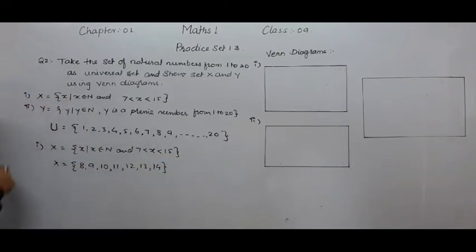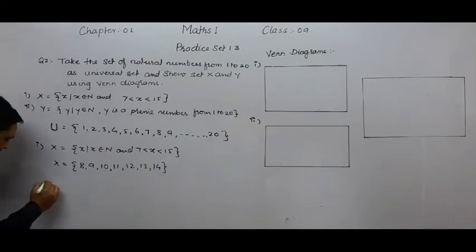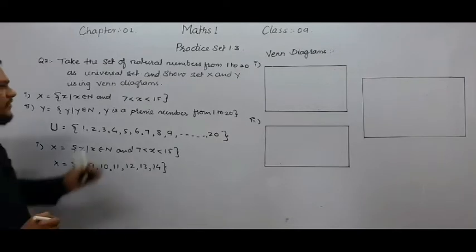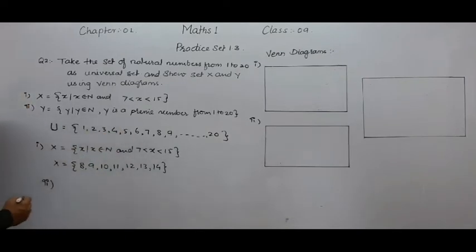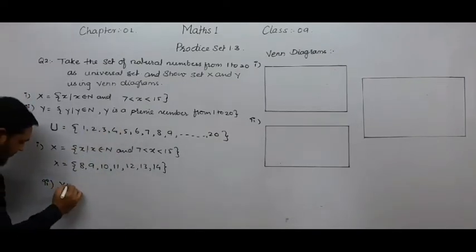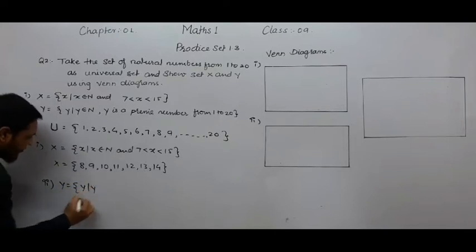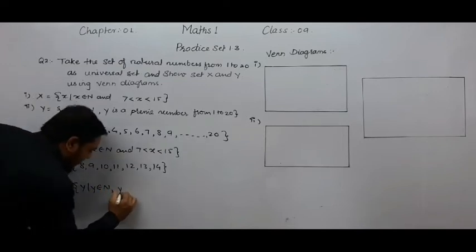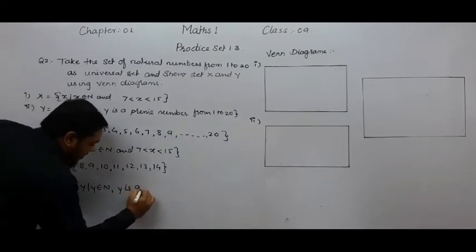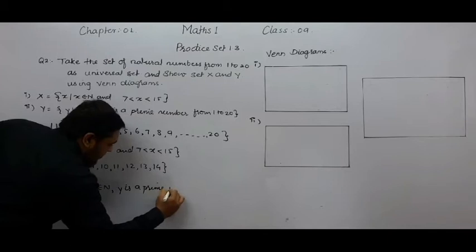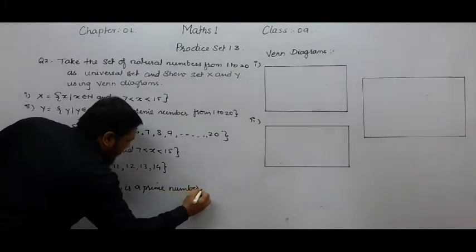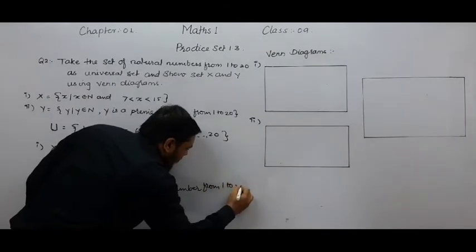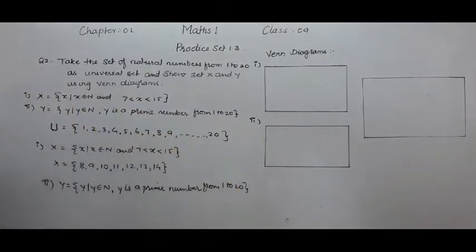Now we will take the second set, that is set Y. First we will convert both the sets into listing form and after that we will draw the Venn diagram. So Y = {y | y ∈ N, y is a prime number from 1 to 20}.